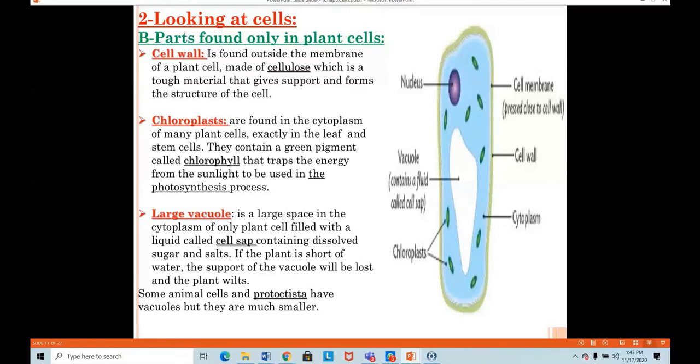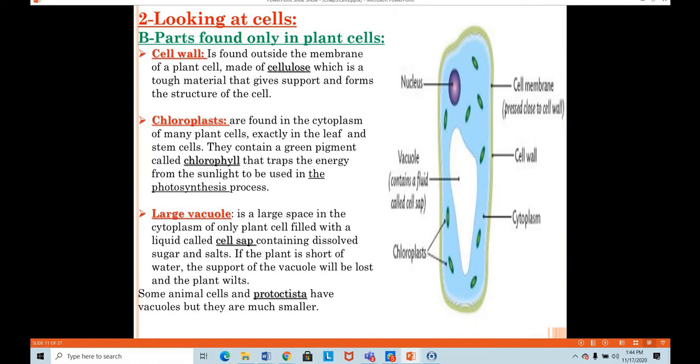Now let's move on to the next organelle, which is again unique to the plant cell, which is the large vacuole. This vacuole which you see in large size also helps in giving support and shape to the plant cell. It is a large space in the cytoplasm of only plant cells which is filled with a liquid known as cell sap. So what is contained in this vacuole? It is cell sap. Cell sap is nothing but a combination of dissolved sugars and salts with the plants stored in their cells. So if the plant is short of water, the support of the vacuole will be lost and the plants wilt.